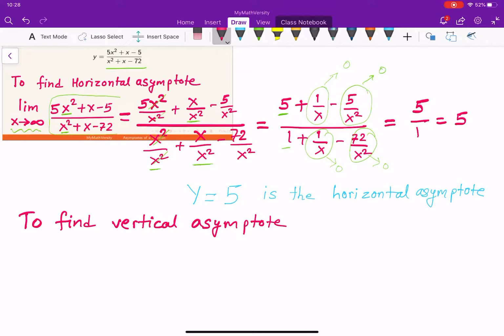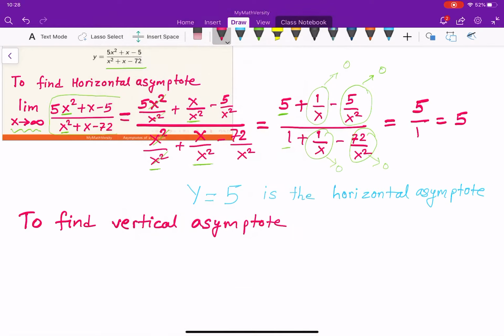But if you want to use the limit definition, we need to see when x gets closer and closer to some number, whether the function gets larger and larger or smaller and smaller. If that happens, then we get the vertical asymptote. But to find those numbers, it will be a little bit challenging.